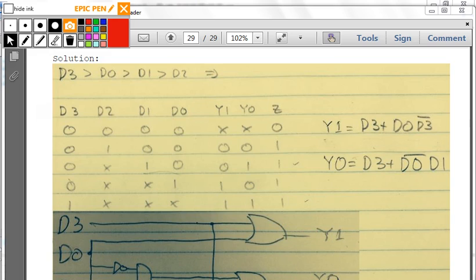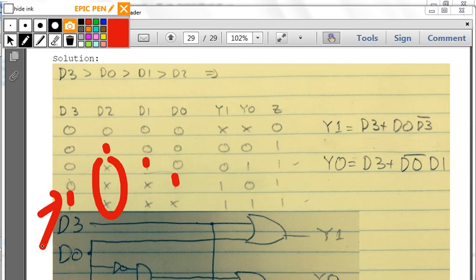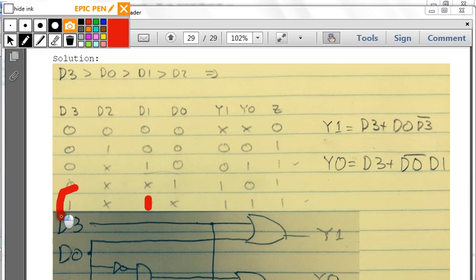So here we've designed it. I take it from the example from the textbook. What's happened is they've had values of one, I have don't cares, because I want this value to be 1. Because if I had a 1 here, I don't care because my priority is D3. Does that make sense now?